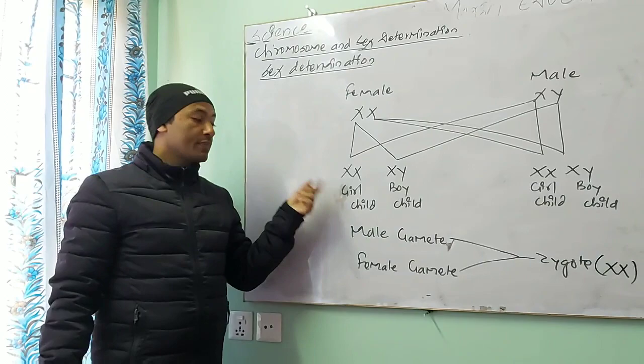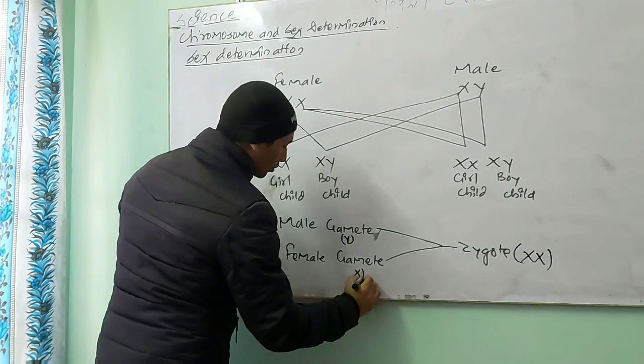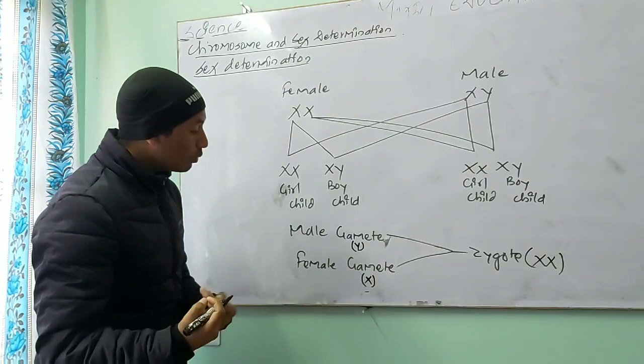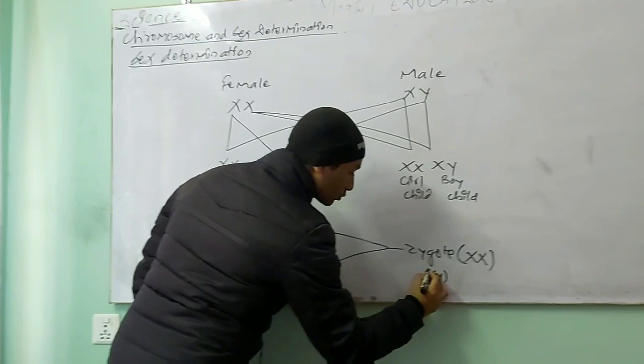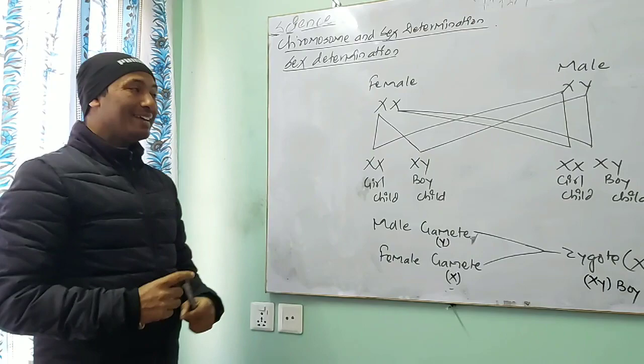But during the fertilization process, if the male gamete provides a Y chromosome and the female gamete provides an X chromosome, because the female gamete does not have XY chromosome, it means the female will always give an X chromosome, then the zygote will be XY. This XY gives a boy child, and this XX gives a girl child. So the body that determines sex is the male's body.